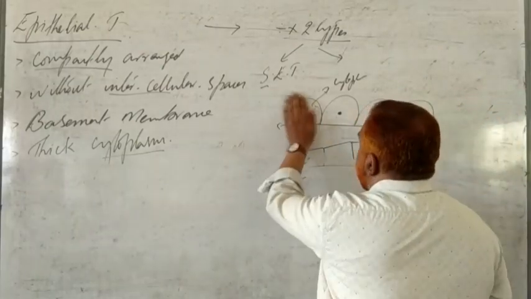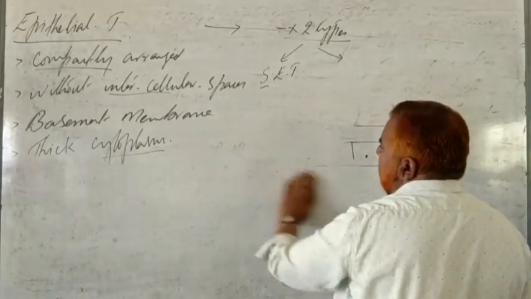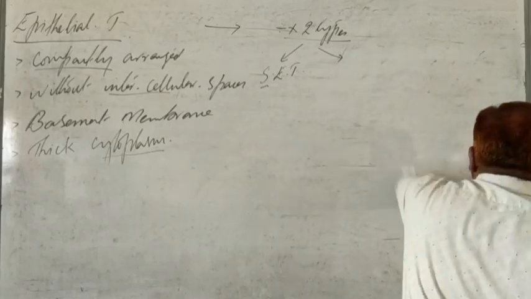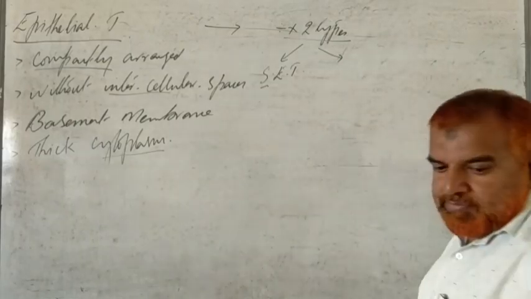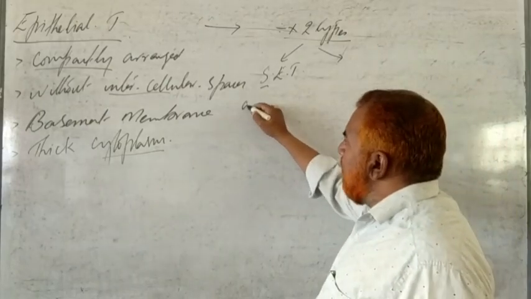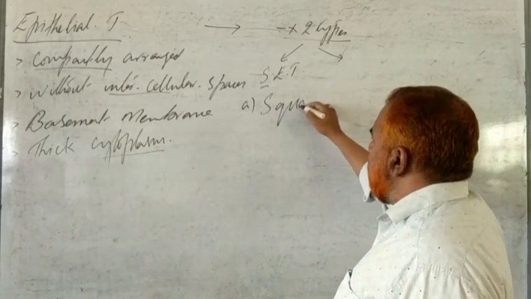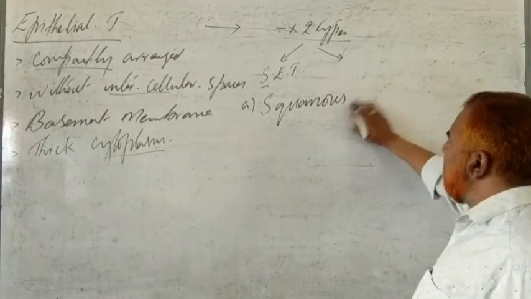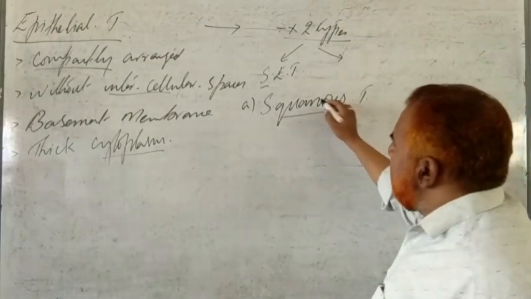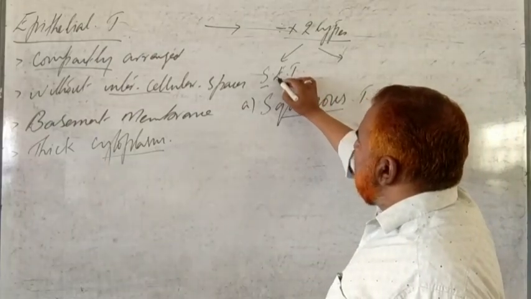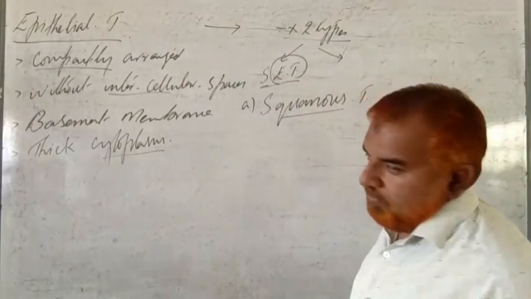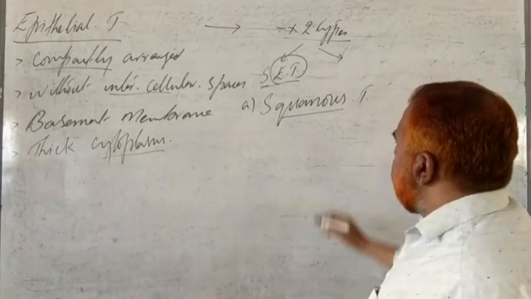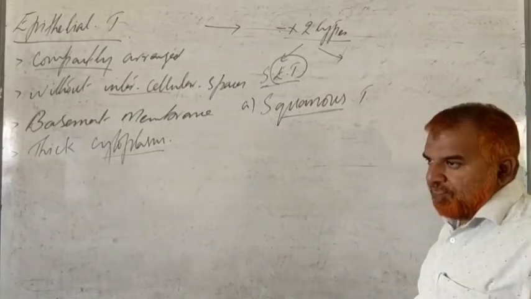In simple epithelial tissue, we have different types of epithelial tissue. Much detail cannot be done here. So one is squamous epithelial tissue, or you can just say squamous tissue. It's a type of simple epithelial tissue, and simple epithelial tissue is a type of epithelial tissue. Clear? Epithelial tissue is the first major type of tissues. Squamous epithelial tissue. Clear?